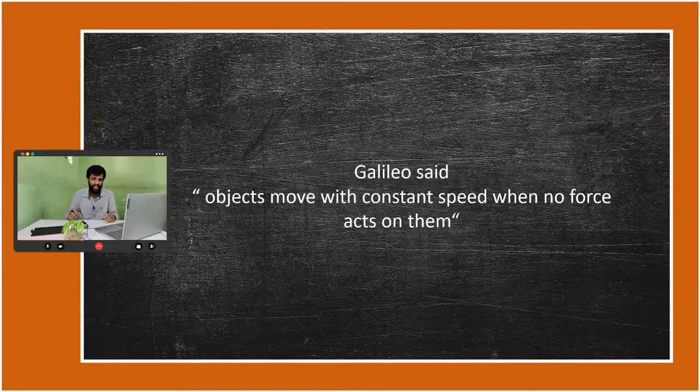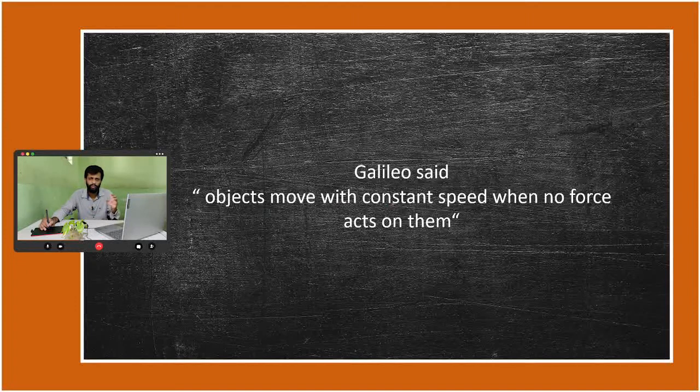Alright, so let us move on and study something which you need to know in class 9th. Okay, there was a scientist by the name Galileo, and he said objects move with a constant speed when no force acts on them. Now please understand these statements very carefully, because we are going to use whatever you have studied in the 8th standard to understand this much better. So what Galileo said is that objects will move with constant speed.